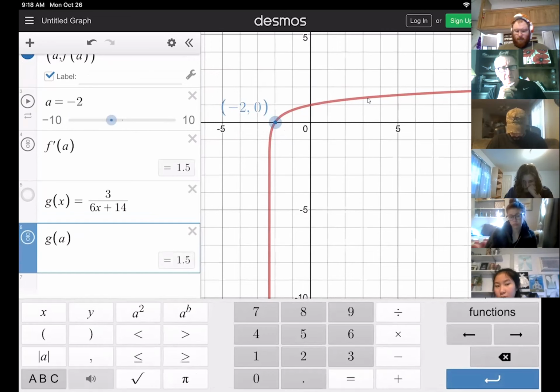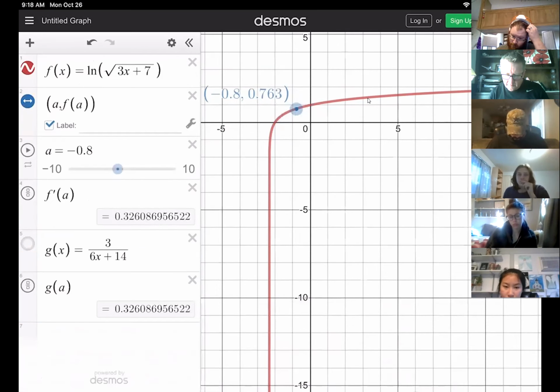Look at that. Seems to be working. F prime of a is 1.5, and g of a is giving me the same slope. And so if I slide somewhere else, yep, g of a, g apparently is the slope equation.